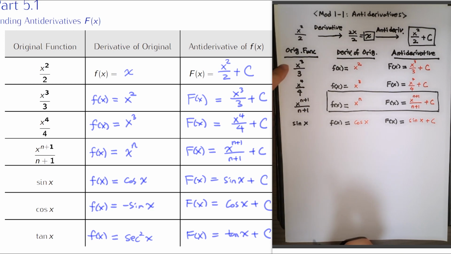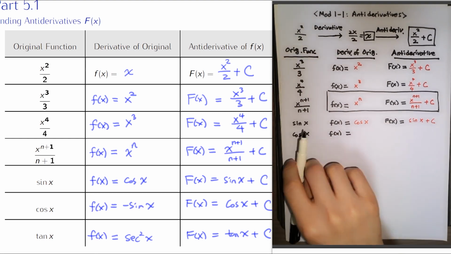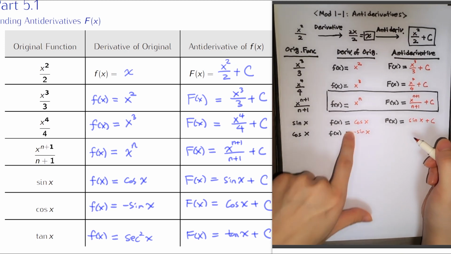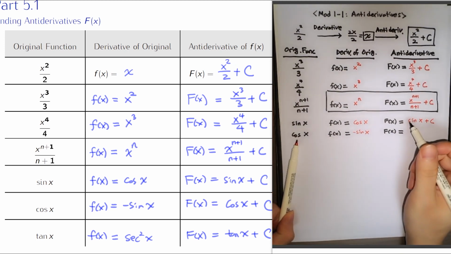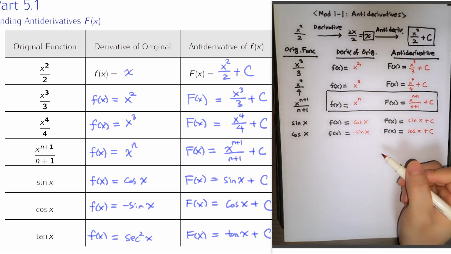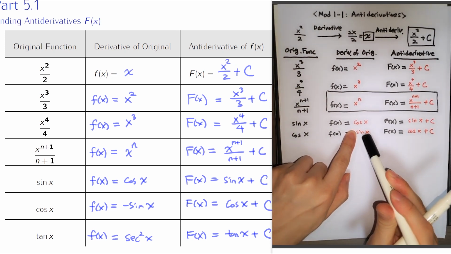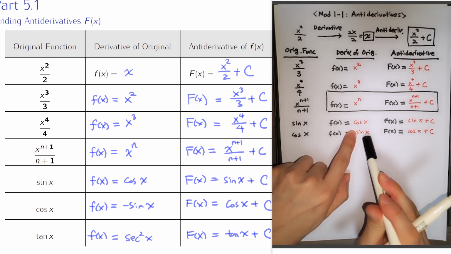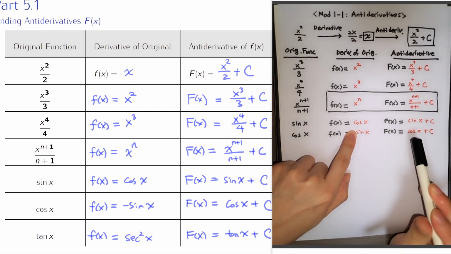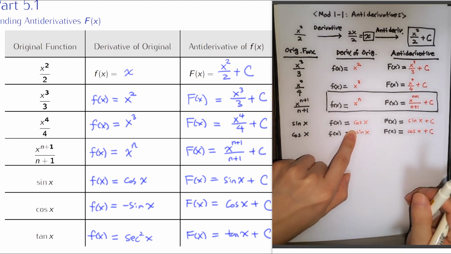Similarly, if the original function is cosine, then the derivative of cosine is negative sine x. And therefore, the antiderivative of negative sine x is this guy, which is positive cosine x plus c. Now, what if we didn't have the negative sign here? Suppose we had sine x and take the antiderivative of this guy. The antiderivative of sine x is not positive. It's actually negative cosine x. Please remember.